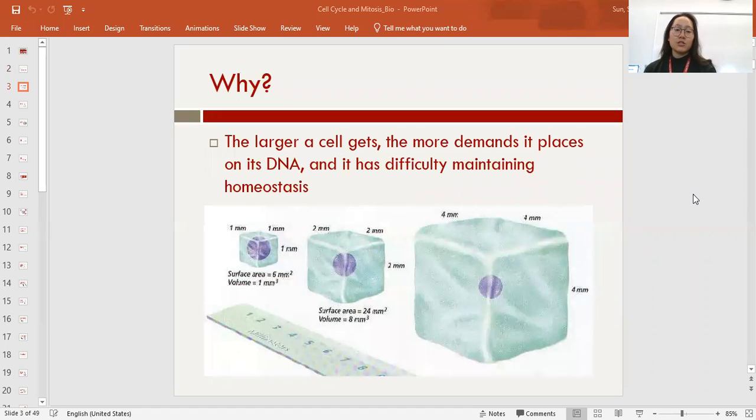Now, why? Like I explained in the beginning, the nucleus itself doesn't change size. Only the cell, the cytoplasm and the organelles, changes size. So as the nucleus ratio gets smaller with the cell, it gets harder and harder for that brain, the nucleus, to control what's going in and out of the cell because there's so much more of the cell to manage. It's like trying to manage a really big family versus a really small family. So the larger a cell gets, the more demands it places on its DNA, and then it has difficulty maintaining homeostasis. So instead of continuing to grow and making it even harder, they're going to split and make it easier, when there are 2 nuclei managing 2 separate volumes.